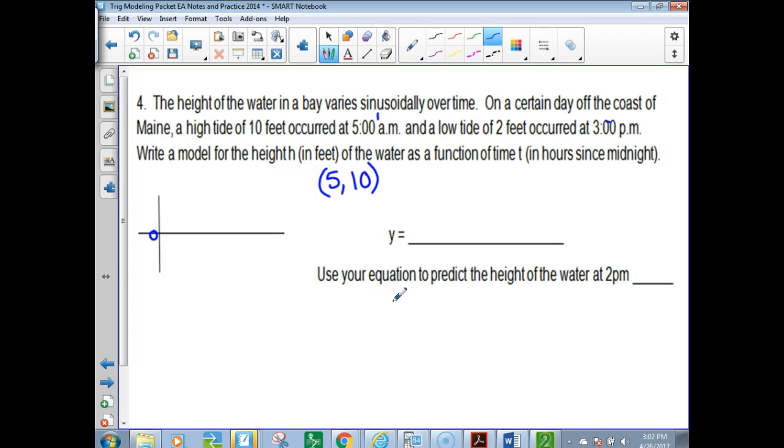So let's do time versus feet. We wouldn't put time vertically. We're thinking about how high the water goes. That's going to be our y value. What's the other point? It had a low tide. So this is my h, high tide. Low tide happened at 3 p.m. How many hours have passed since midnight at 3 p.m.?